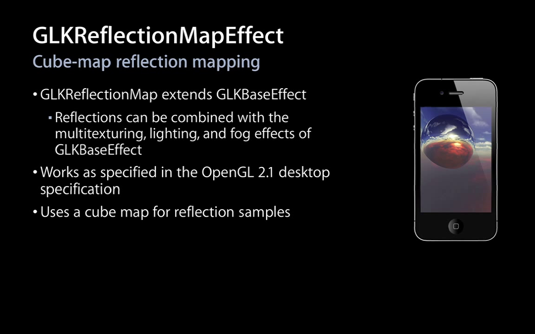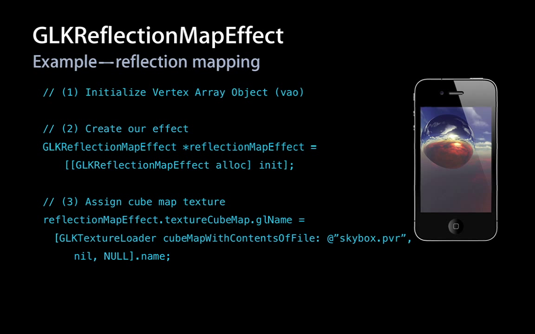And we basically use the desktop specification, OpenGL 2.1. And so we try to stay as close as possible to that one. And we use a cube map for reflection samples. So initialization of vertex array object is no different than the base effect. So in this example, we're not actually covering it.